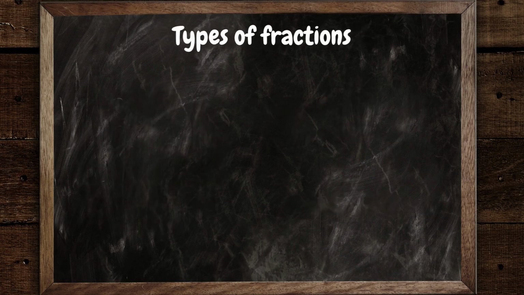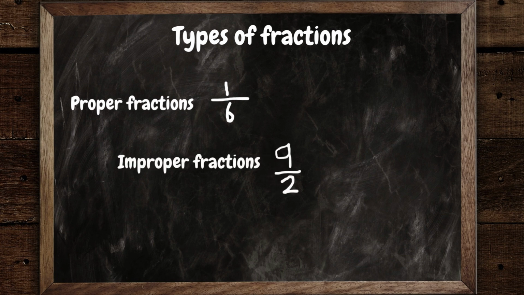Now there are three different types of fractions. The first type of fraction is a proper fraction, where the numerator is smaller than the denominator, like 1/6. The second type of fraction is an improper fraction, where the numerator is larger than the denominator, like 9/2. And the third type is a mixed number, which is a combination of a whole number and a proper fraction, such as 2 2/3, where 2 is the whole number and 2/3 is the proper fraction.